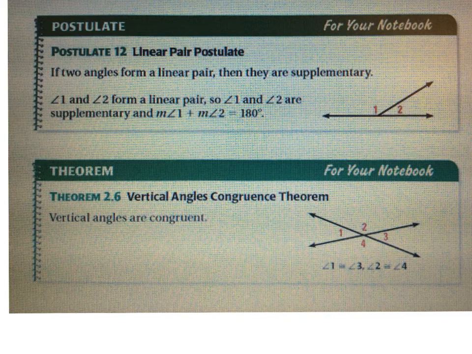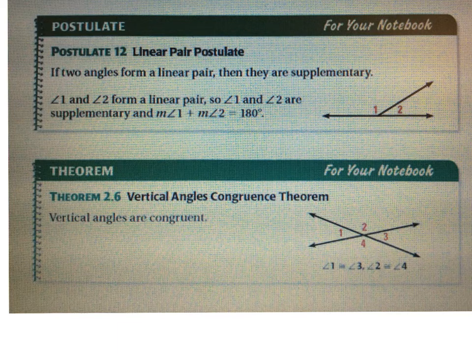Okay, so now we have a postulate for you to learn. This is the linear pair postulate. This one is pretty straightforward again. If two angles form a linear pair, which we should know the definition of by now, then they are supplementary. And you can see in the illustration here, angle 1 and angle 2 form a linear pair, so we know that angles 1 and 2 are supplementary.